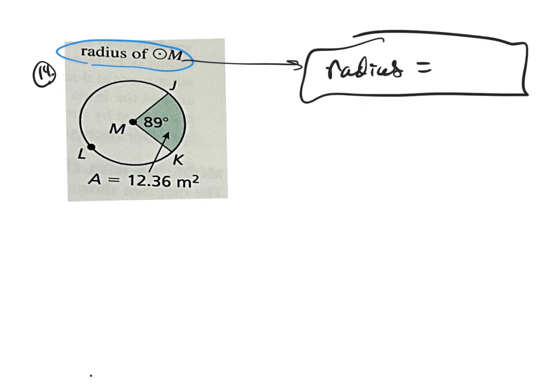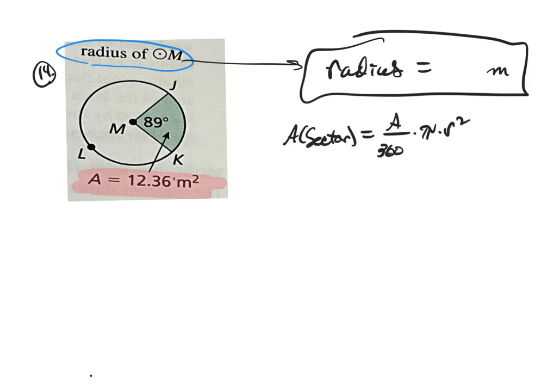So what I'm looking for is the radius of this circle. Okay, and what we're given in the problem is the area of the sector, 12.36. We're also given the angle, right? So how do we find the radius? Well, anytime we're given an answer like circumference or area, we start with that formula. So the formula for the area of a sector is the angle divided by 360 times pi times the radius squared.